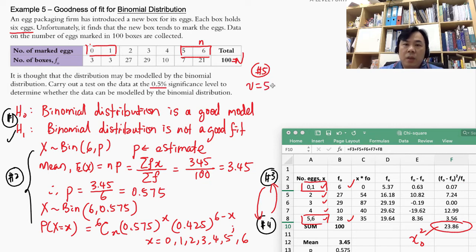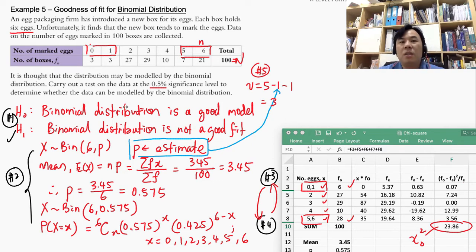First of all, we estimated 1, which is here. Let me highlight this. So this is estimated from here. And then finally, of course, you need to remove the restriction. So your final degree of freedom would be 3.